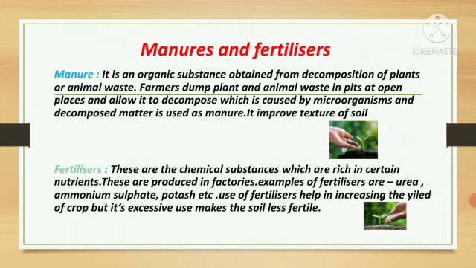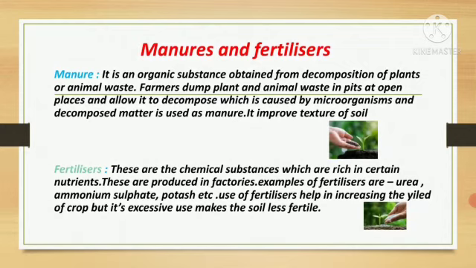Farmers put plants and animal waste into pits, and with the help of microorganisms it decomposes and converts into the form of manure. It improves the texture of the soil and increases the fertility of the soil. In the picture you can see that this is a manure which we are adding to the plant.